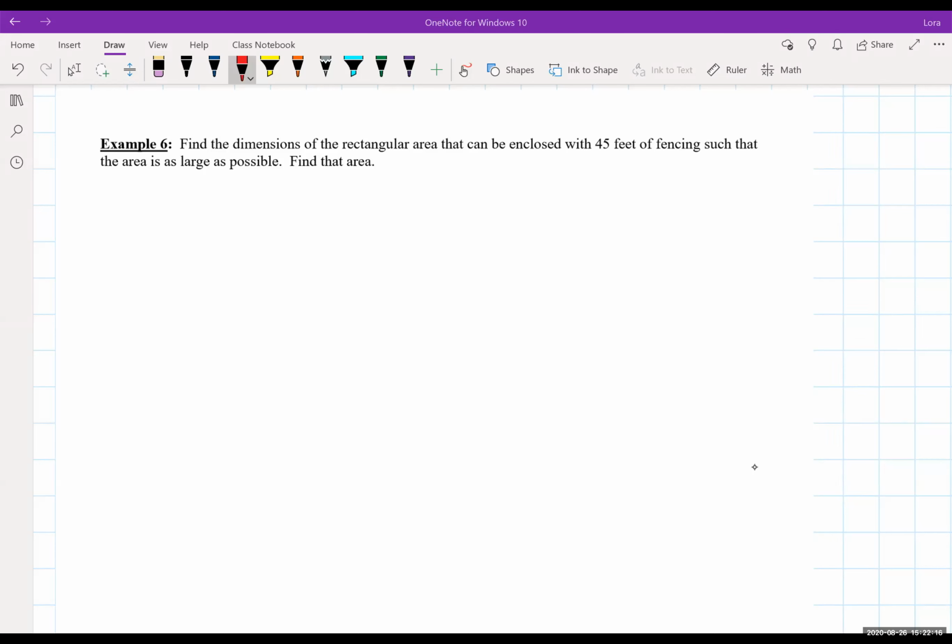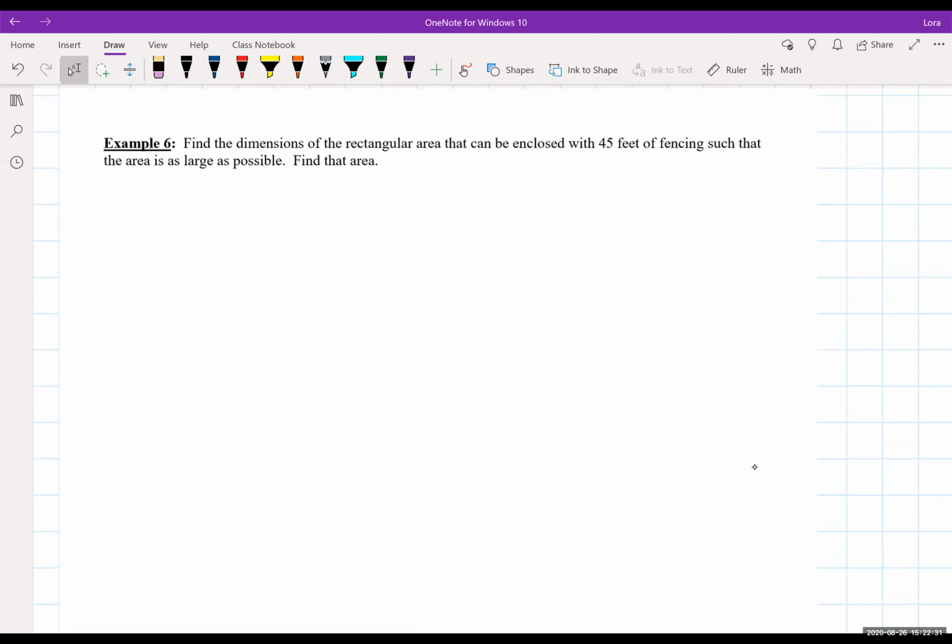Let's take a look at another type of optimization problem, one dealing with area. That's usually very popular in college algebra as well. So this particular problem wants us to find the dimensions of the rectangular area that can be enclosed with 45 feet of fencing such that the area is as large as possible. And then they want us to find that area.